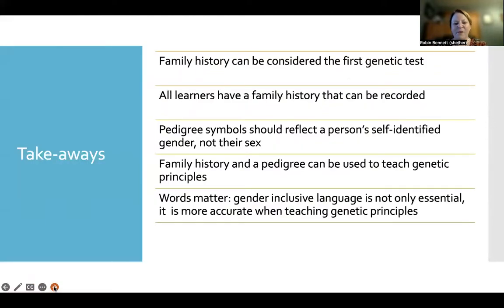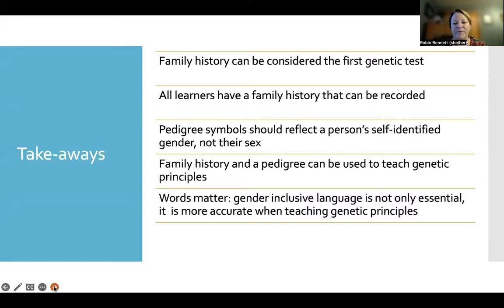So my takeaways is really family history is a great way to teach about genetics. And it really is what we use as our first genetic test. I would never order a genetic test without taking someone's family history first, because a genetic test must be interpreted in the context of a family history.